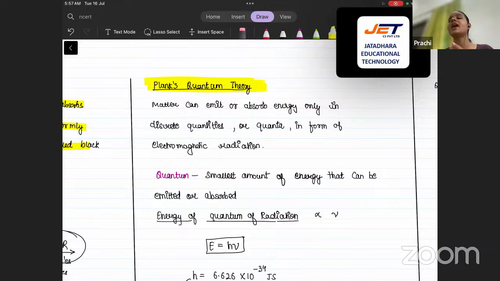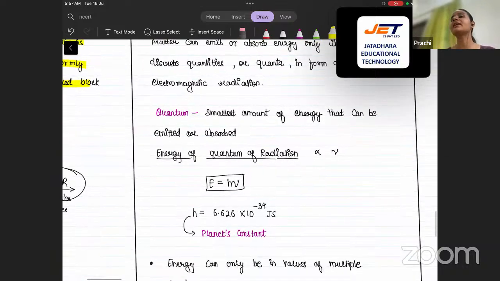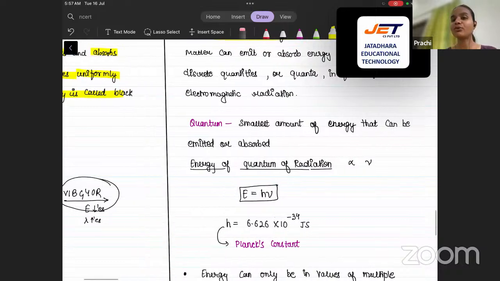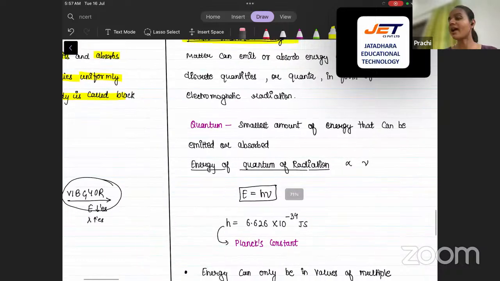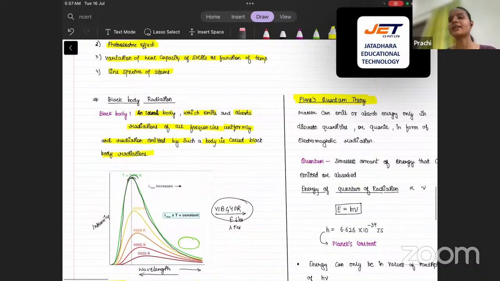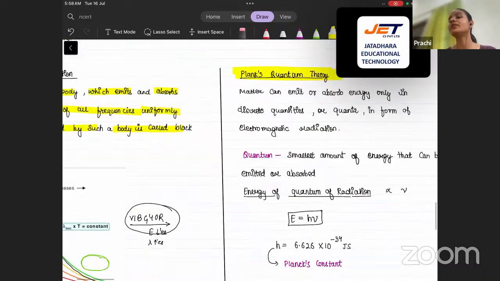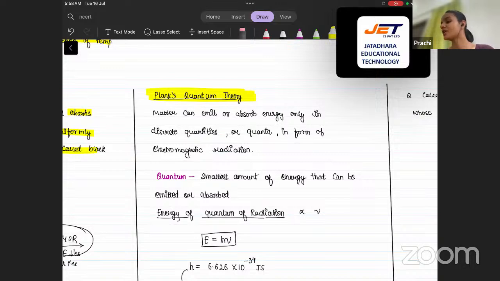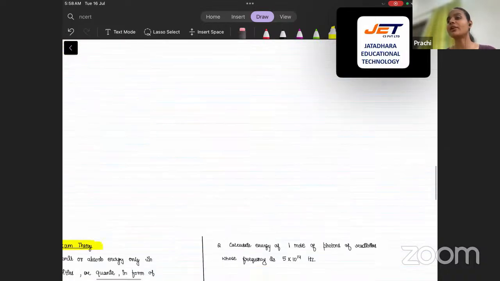So tomorrow we'll understand how he explained that electromagnetic radiation behaves as particles, and what is the formula that he gave for the energy of this electromagnetic radiation. The important part for us is the expression for the energy. So if you have any doubt related to this particular session, you can ask in the chat, and then tomorrow we'll try to understand Planck's quantum theory.